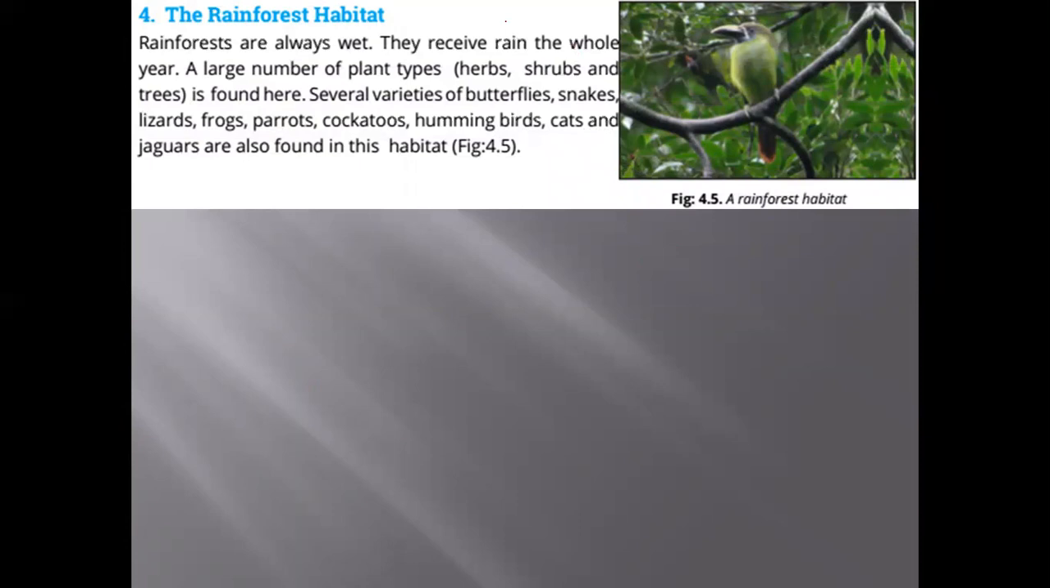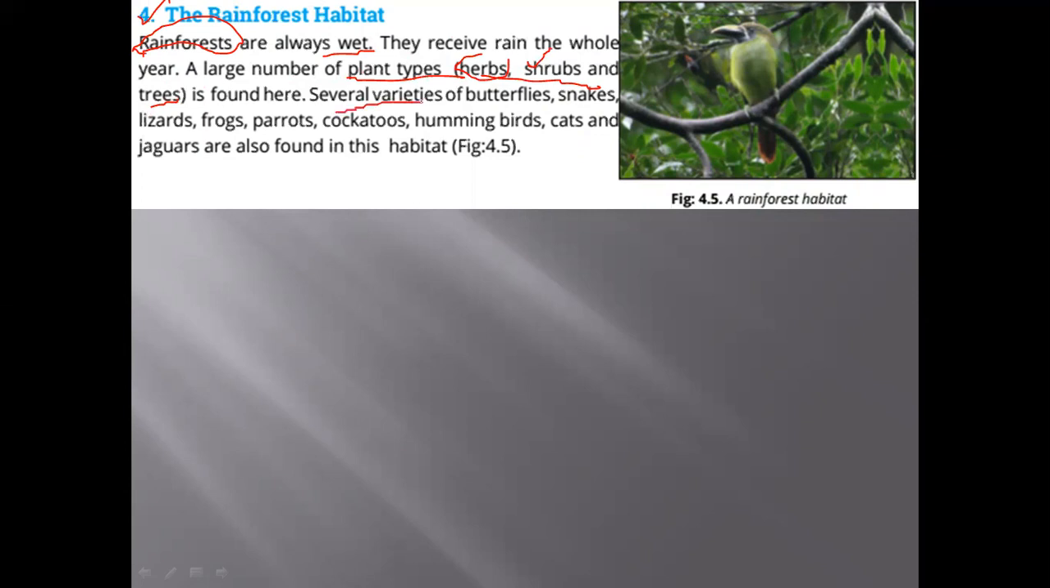Yes, the next one is the fourth kind of habitat, that is the rainforest habitat. Rainforests are always wet. Why are they called rainforests? Because these are forests which have lots of rain throughout the year, and they receive rain the whole year, and a large number of plant types like herbs, shrubs, and trees are present. Herbs are very small plants, shrubs are of average height, and trees are tall plants.